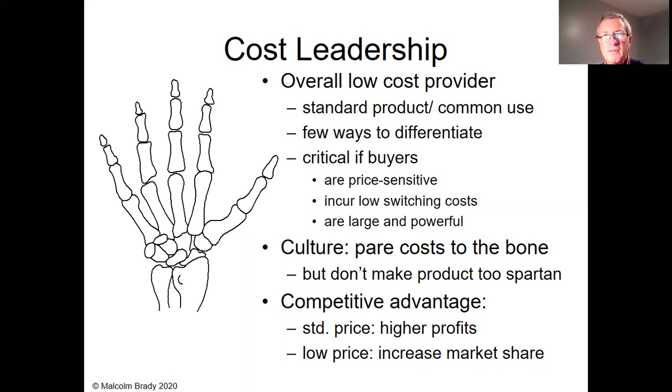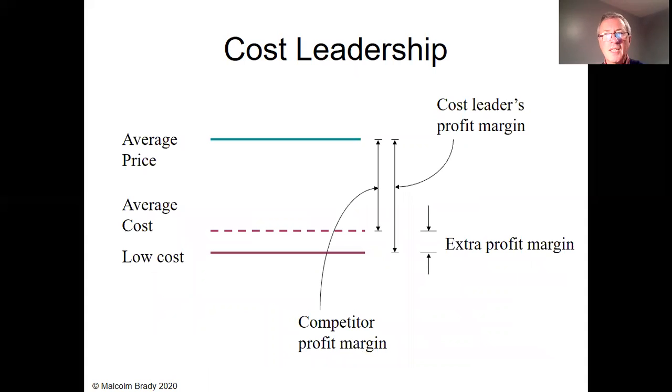I have a slide on this in a moment, so we'll see this graphically in a moment. You can keep your price at the same level as everybody else, but you gain a higher margin because you have lower costs. Or indeed, you could lower your price and still maintain your margins, but use the lower price to gain market share. This can be tricky. It doesn't always work out, but it's a possibility if you want to try and look at gaining market share by lowering your price. So here's the graphic.